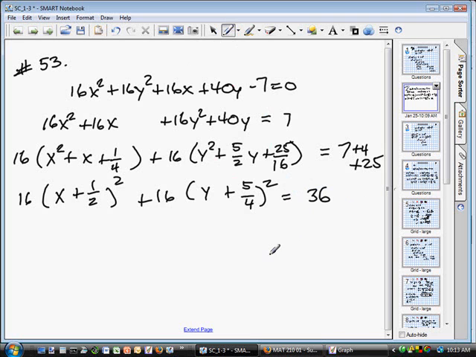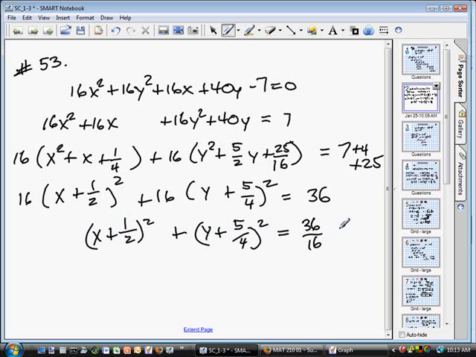Okay, now let's get the 16s out of there. So I guess by not dividing by 16, we just put off the pain. We have to do it anyway. So we divide everything through by 16. And over here we get 36/16, which I'll just leave that way because it's easier to take the square root that way.